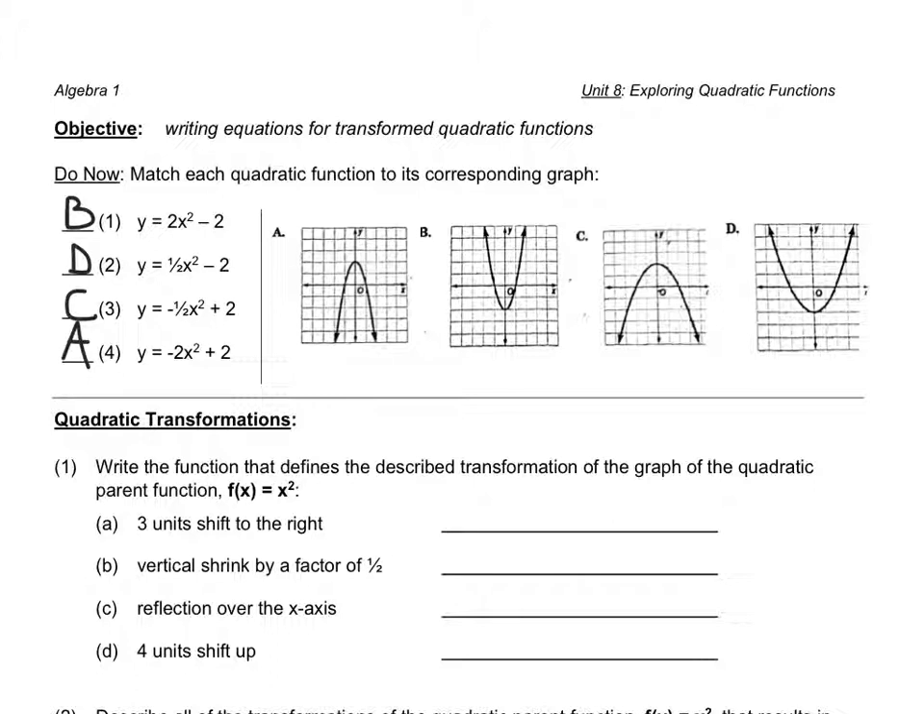Write the function, and it's going to be quadratic, that defines the described transformation of the graph of the quadratic parent function f of x equals x squared. All right? So the parent function of any kind of graph, any model, is basically the stripped down version of whatever the equation is. So in the case of a quadratic, it's just y equals x squared. If we were talking about a linear function, it would just be y equals x. It's the most basic form of any type of function.